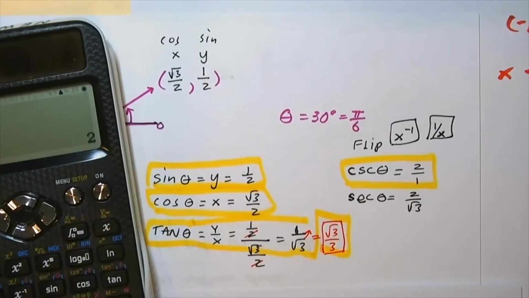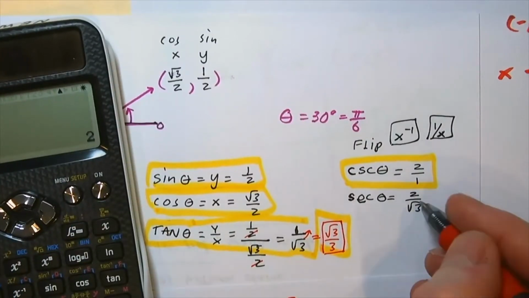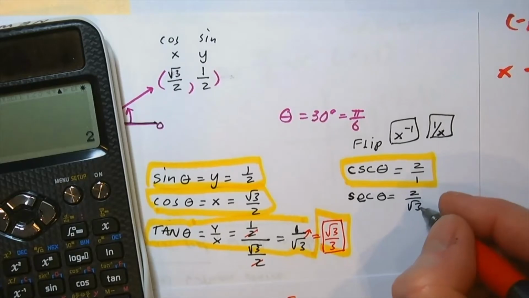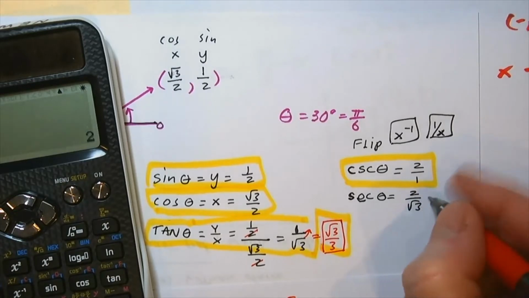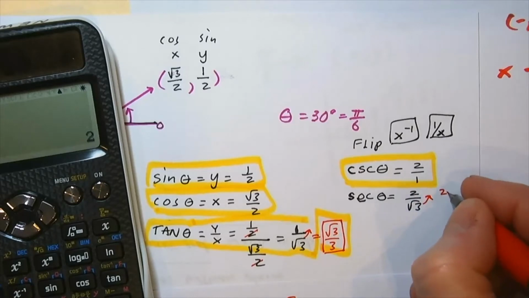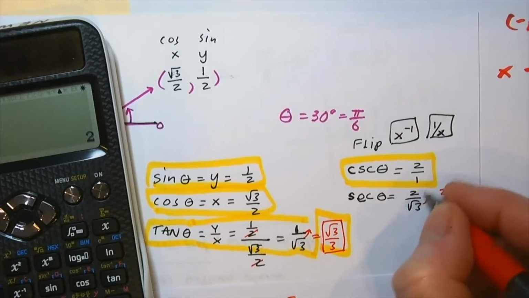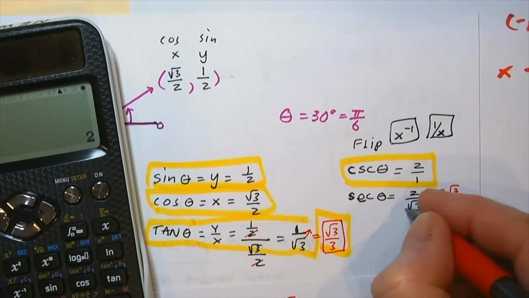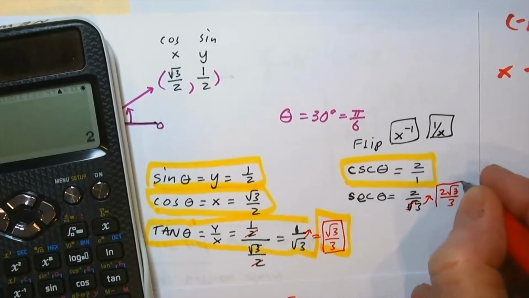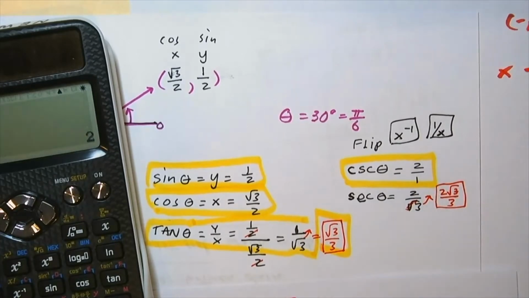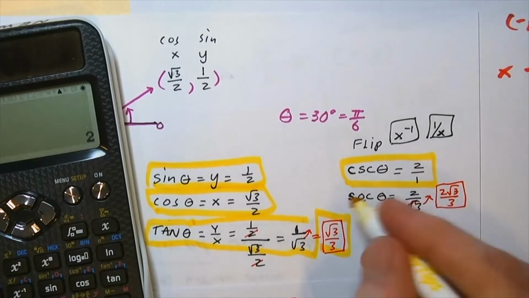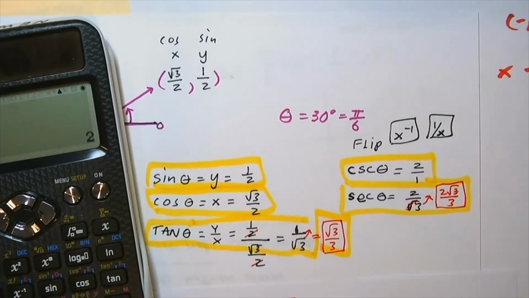Now, wait a minute. That's not in the back of the book, is it? You know why? Nobody likes the radical on the bottom. Remember, a lot of you nerds know, hey, shortcut, move them up to the top. 2 radical 3, then erase. There you go. So there's your secant. Too bad it's kind of an uglier fraction.